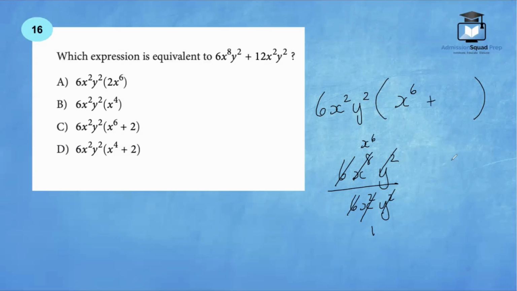And then here on the right-hand side, the second term, we have 12x squared y squared divided by 6x squared y squared. Remember, we want to divide both terms by the GCF to see what's left. The y squared cancels out, the x squared cancels out, and now we have 12 divided by 6 is 2. So when we look at our answer choices, we can see that the correct answer is C, 6x squared y squared times x to the 6 plus 2. C is the correct answer.